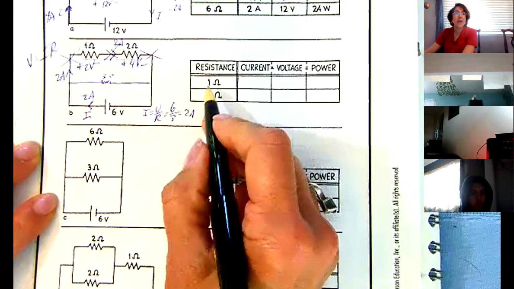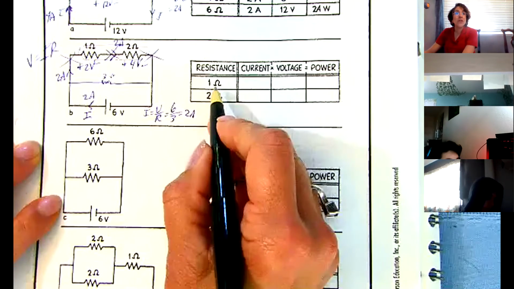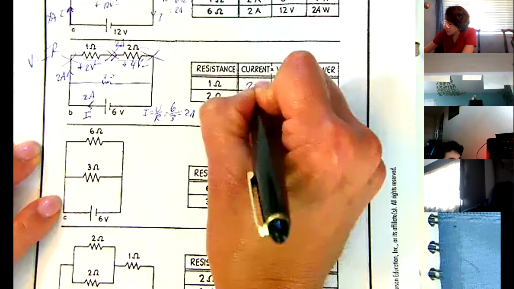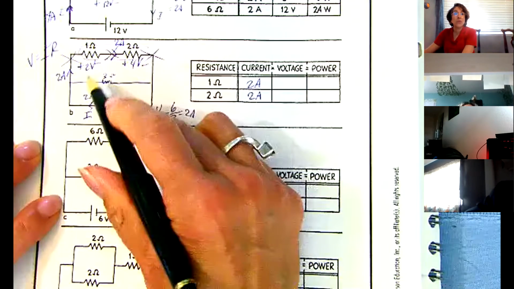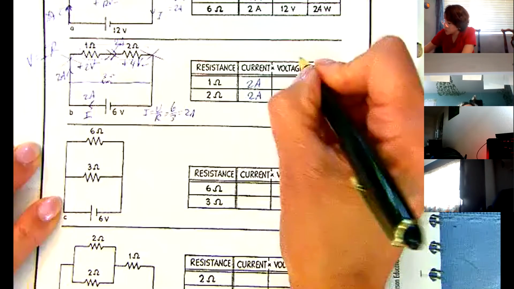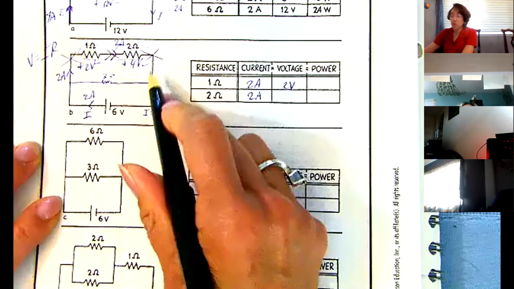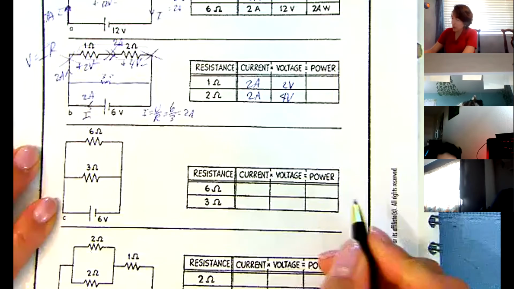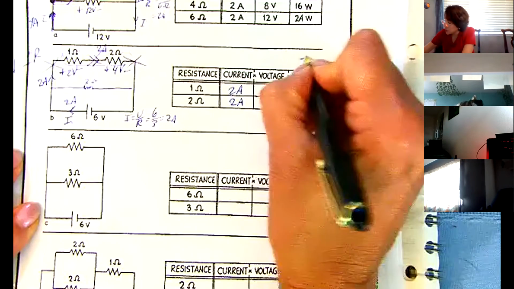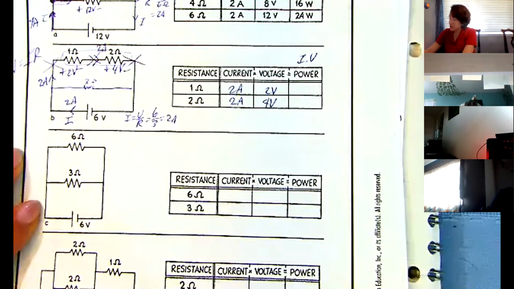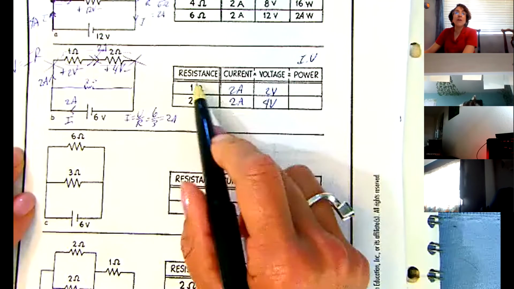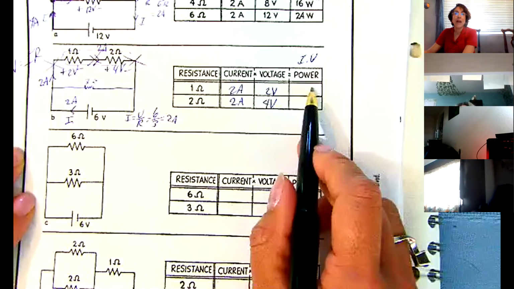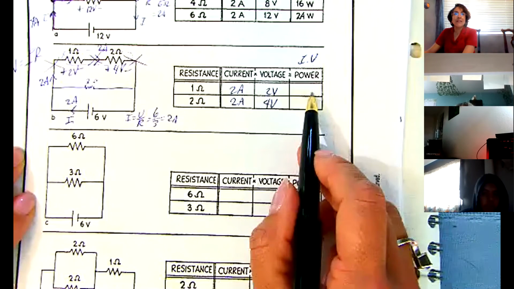All right, so let's see. What do we have here? On the 1 ohm resistor, the current was 2 amps. And it was also 2 amps on the other one. You figured out the voltage for the first one was 2 volts, and the second one was 4 volts. My power is the current times the voltage. So what am I going to do, Luis? How many watts does the first 1 ohm resistor have? So it's 2 amps times 2 volts, so it's 4 watts.